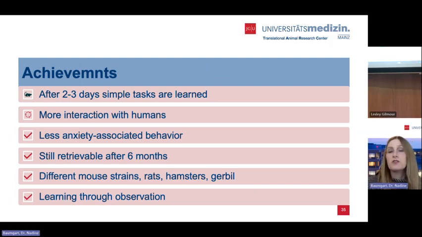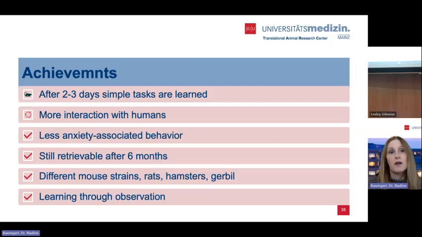So what did we achieve with our training? I can tell you that after 2 to 3 days, simple tasks can be learned by these animals, which I showed you, which we trained. We never failed with training a species, so I would just recommend to try it out, because with all the species we tried, it worked out very nicely. We see more interaction with the humans when we do a test of interaction. We see less anxiety-associated behavior.